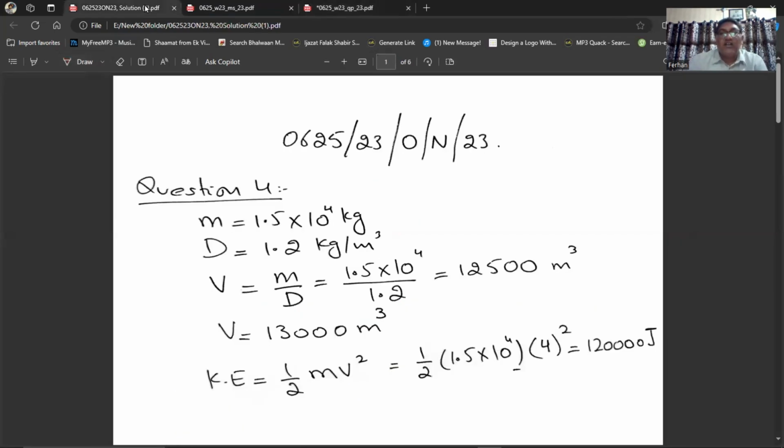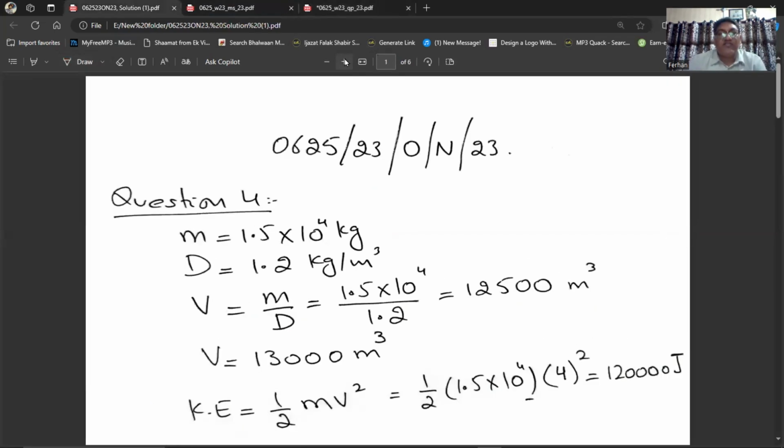And here we have on your screen, I think it's visible. First of all, the mass is given, that is 1.5 × 10^4 kg. The density is 1.2 kg per meter cube. The volume will be mass divided by density. So 1.5 × 10^4 divided by 1.2, and the answer is 12,500 meter cube, which is approximately 13,000 meter cube. Okay, so the volume is 13,000 meter cube.